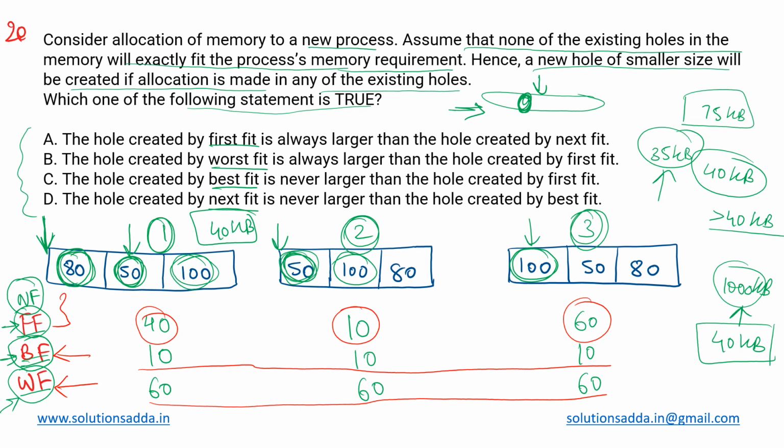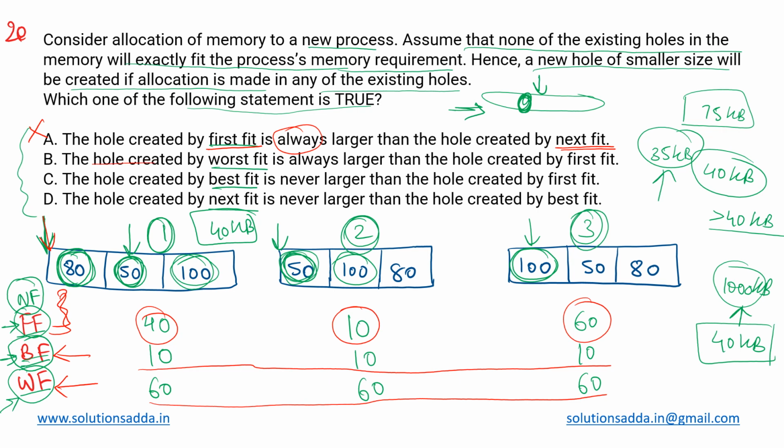So now let us have a look at the options. The hole created by first fit is always larger than the hole created by next fit. Now as we saw in our case, we placed the pointer at the beginning itself. So the first fit and the next fit behaved in exact same way. It is not necessary that for next fit we will always start from the last point. It is possible that we start from the beginning of the memory block itself. At that time both will give the same sized hole itself. Because of this, the statement with "always" becomes incorrect.